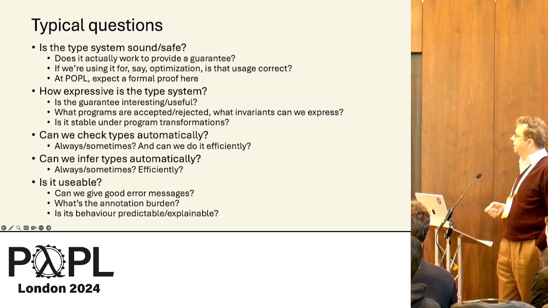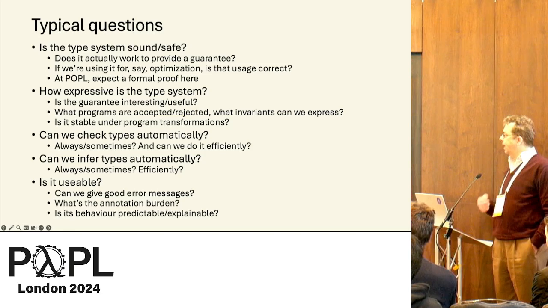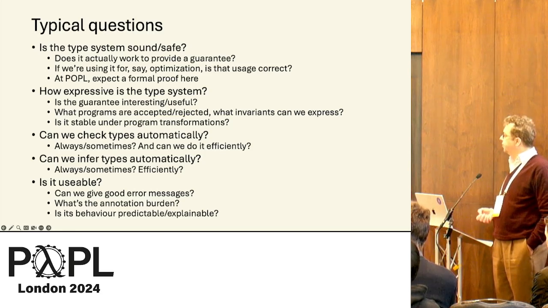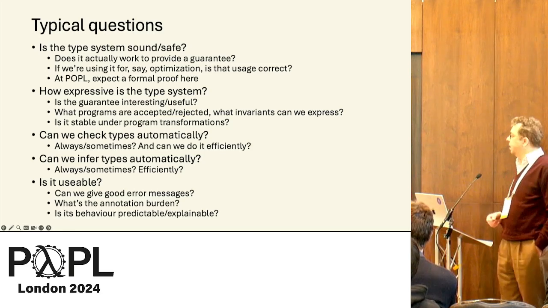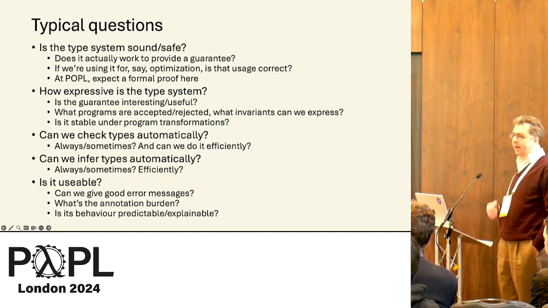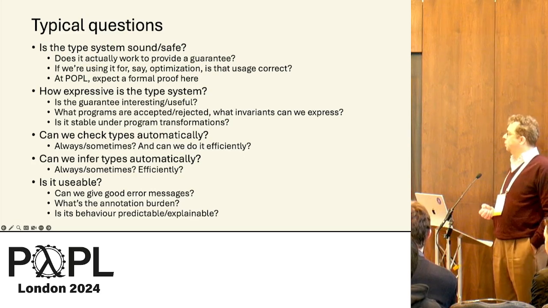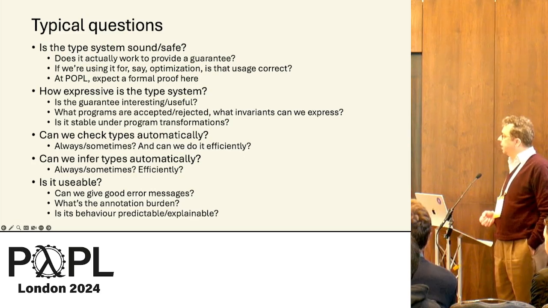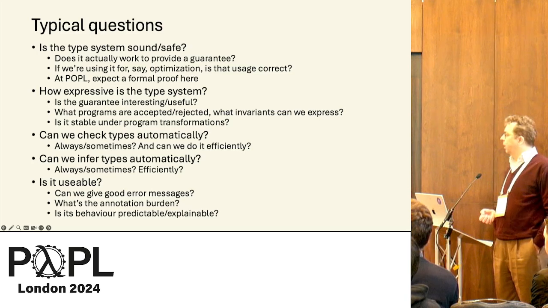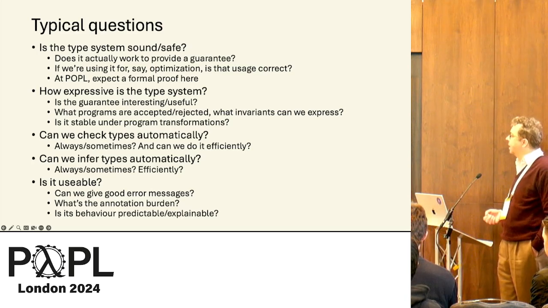We're also interested in how expressive a type system is. So what kinds of programs are actually in practice going to be accepted or rejected by the type system, and what kind of properties, what kind of invariants can we express in the type system? And then there are slightly subtler questions that tell you whether the type system is well behaved. So you might ask whether the type system is stable under certain sorts of naive, simple program transformations. So does beta reduction preserve types and that kind of thing?